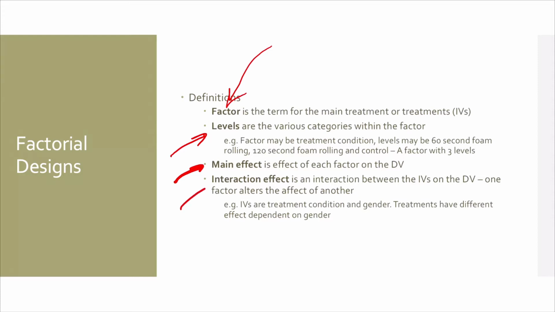The interactive effect is if I see that the gender, in this example, alters the results or the effect of the treatment. So if I found that men did not have any change in range of motion with the vibrating foam roller, but women had a huge change, that would be an interactive effect. It would say that foam rolling, specifically using a vibrating foam roller, has a different effect on men than on women. That is an interactive effect. It means one factor alters the effect of another.